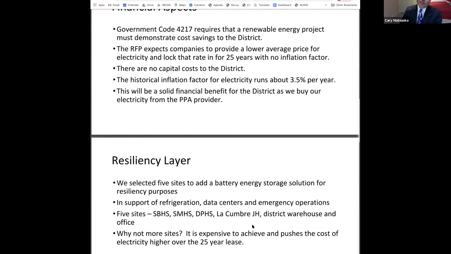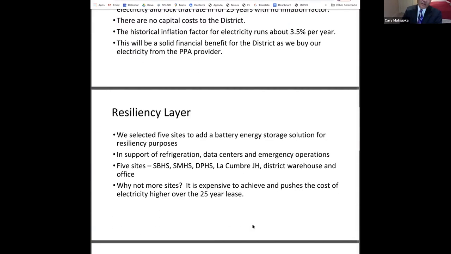So the financial benefit to us, just so you know, our electricity bill is about $1 million a year. So our goal is to get it slightly under $1 million a year. We just pay it to a different provider. The beauty of it is there's no inflation on that electricity bill for 25 years. I would like that on a lot of things in my personal budget.